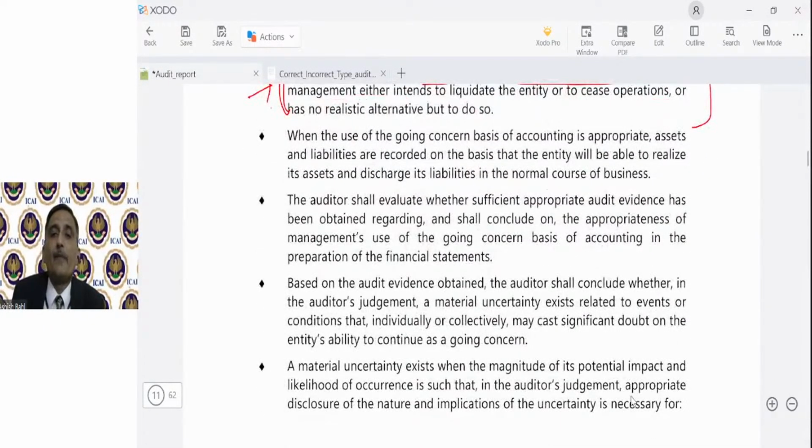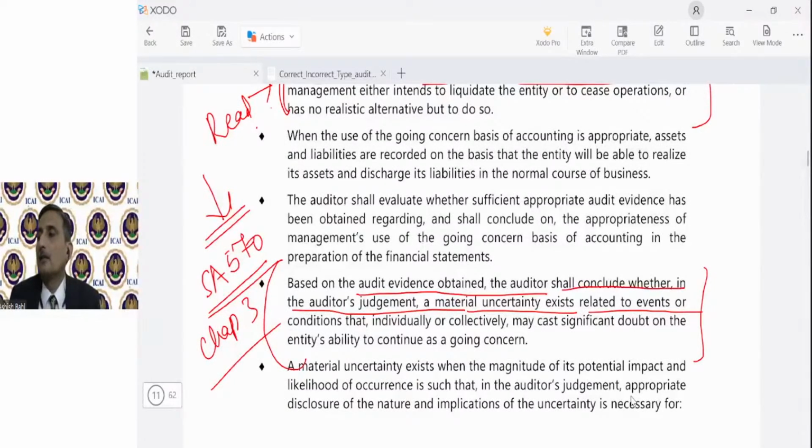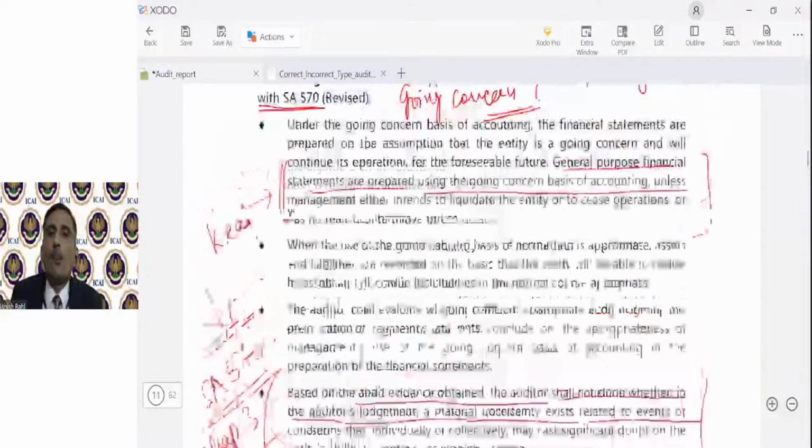Based on the audit evidence obtained, the auditor should conclude whether in the auditor's judgment a material uncertainty exists relating to events or conditions that may cast significant doubt upon the ability of the entity to continue as a going concern. You have read all these things in SA 570 in chapter 3. Haven't you guys? You have read all these things in chapter 3.